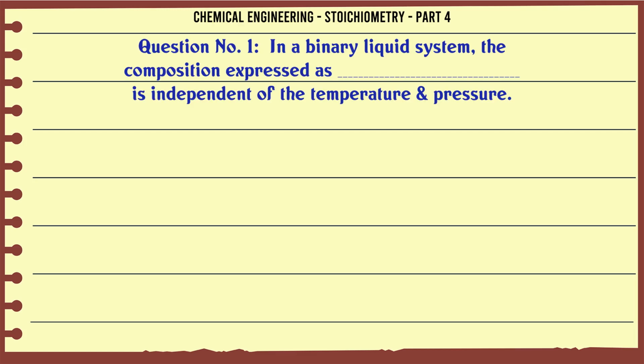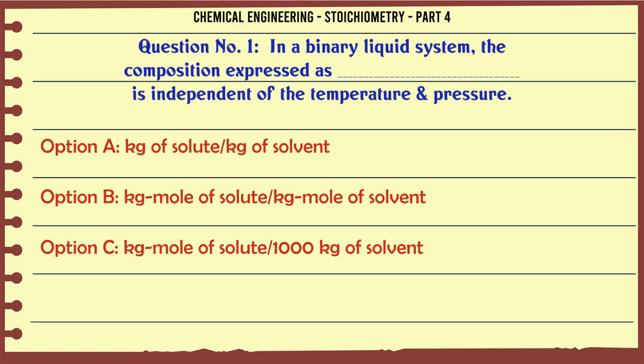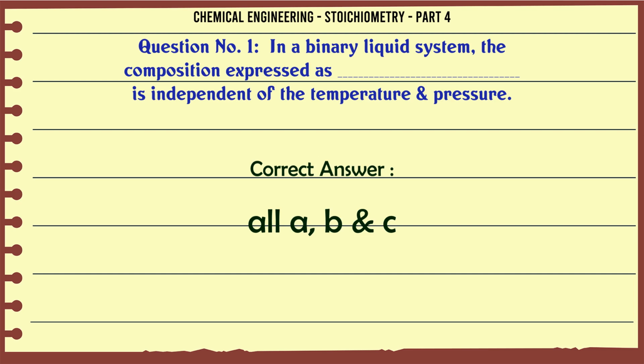In a binary liquid system, the composition expressed as is independent of the temperature and pressure. A: kg of solute per kg of solvent. B: kg mole of solute per kg mole of solvent. C: kg mole of solute per 1000 kilograms of solvent. D: all of A, B, C. The correct answer is all A, B, C.